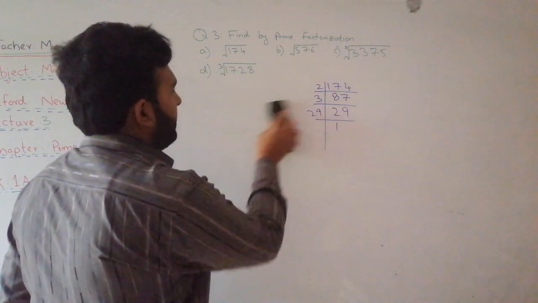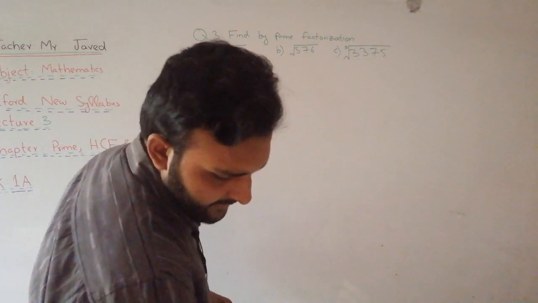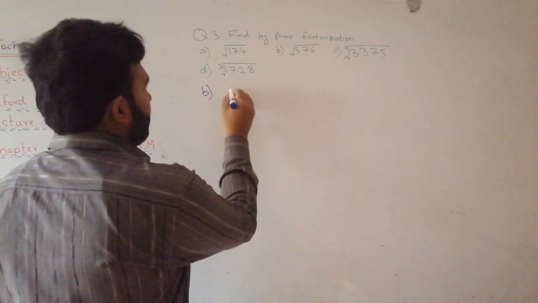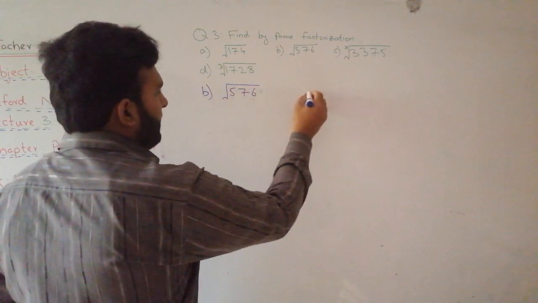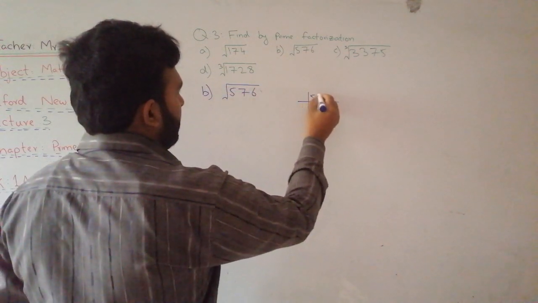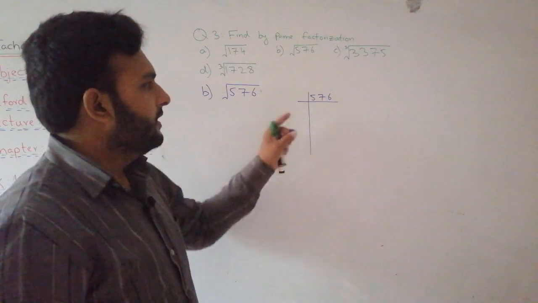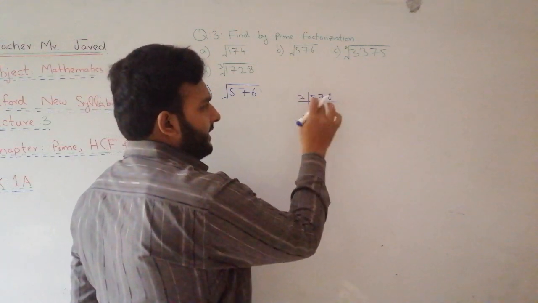Okay, we will solve the next question, that is 576, the B part. Okay students, this is the B part. We will take 576 and first discuss divisibility by 2. At the end there is 6, so we can divide this by 2.